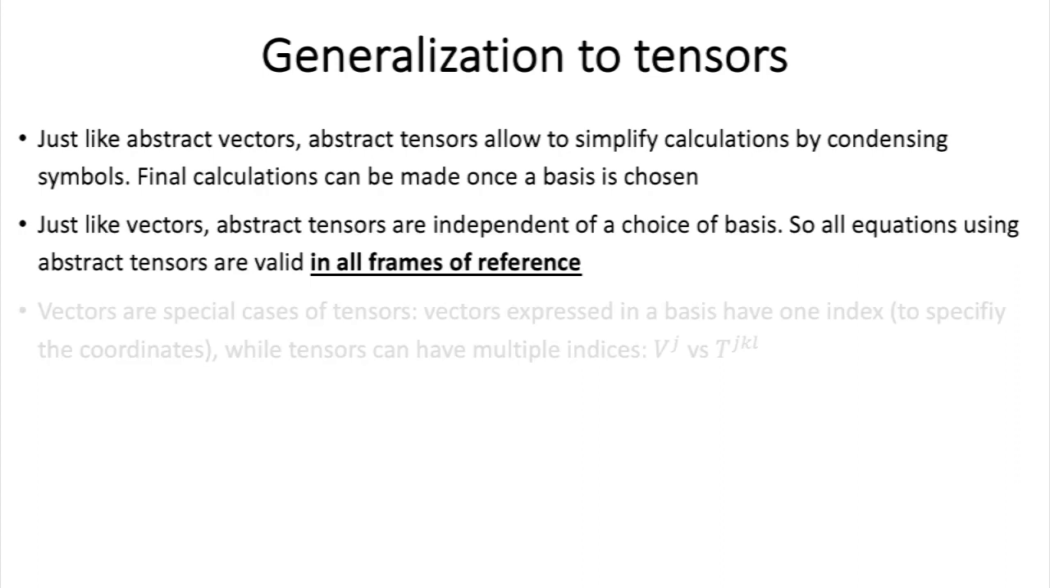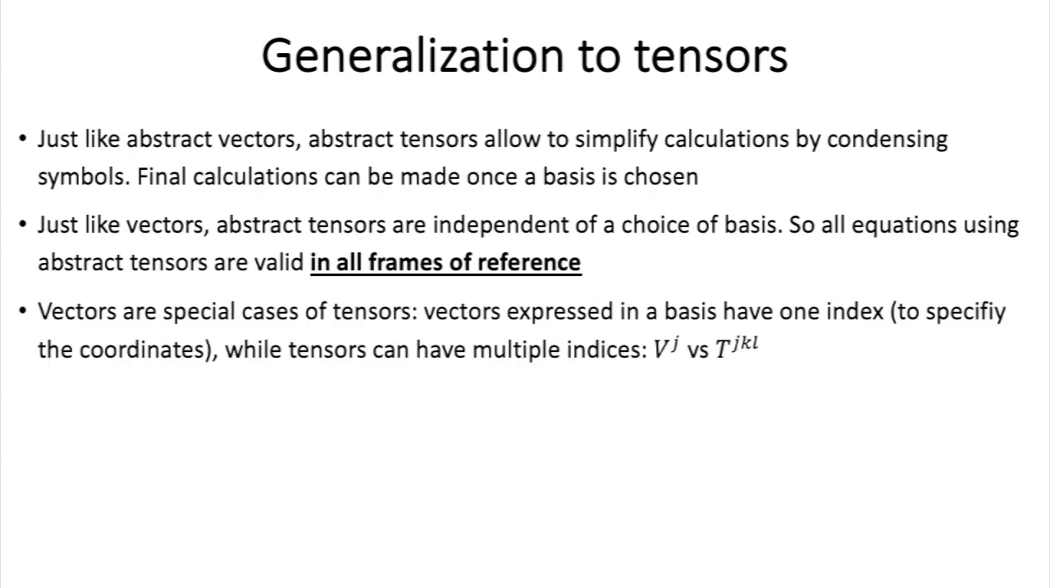of this series. Now, vectors are special cases. They only have one index, to specify which coordinate, for instance, you want to talk about. But tensors can have multiple indices, and they look like this here. So this is a vector and this is a tensor.